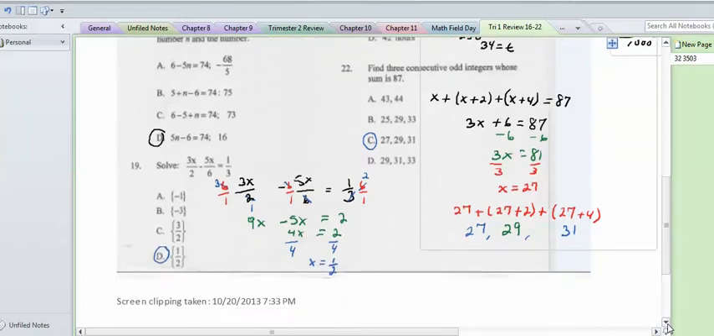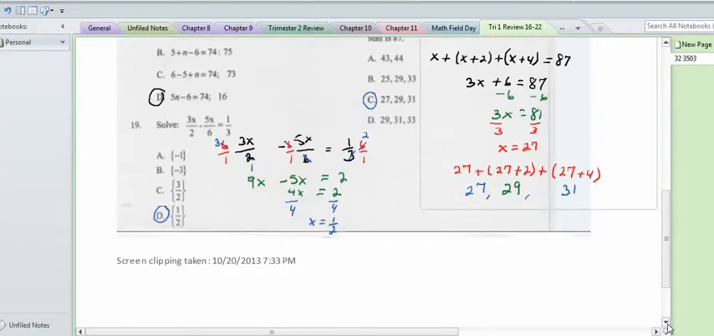Number 16, or number 19. I don't like fractions, so I'm going to get rid of the fractions. I'm going to find a common denominator, which is 6. So I multiply all the quantities by 6 over 1. So all those that are in red are the 6 over 1. Then I cross cancel, and I get 3 times 3 is 9. That's where the 9x came from.